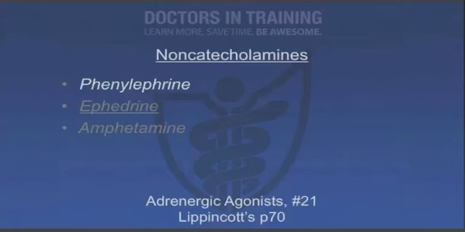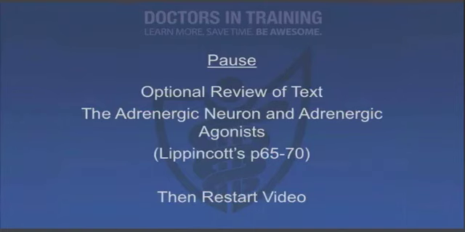There are 3 drugs that I want you to remember in terms of non-catecholamines: phenylephrine, ephedrine, and amphetamine. And we're going to talk about all of these later. These are also poor substrates for MAO, and they have a highly increased lipid solubility, which permits them greater CNS penetration than the catecholamines.